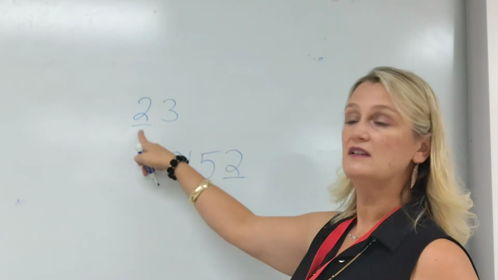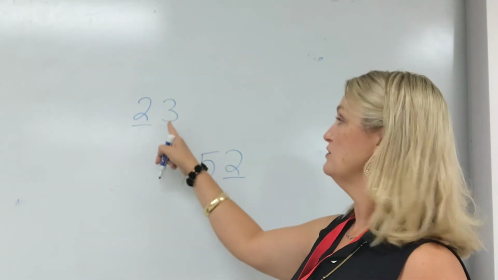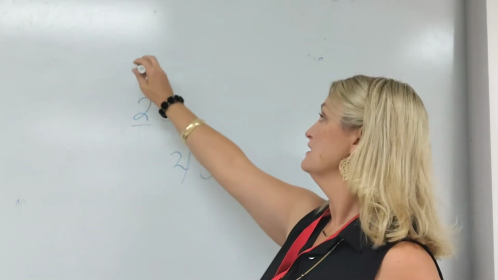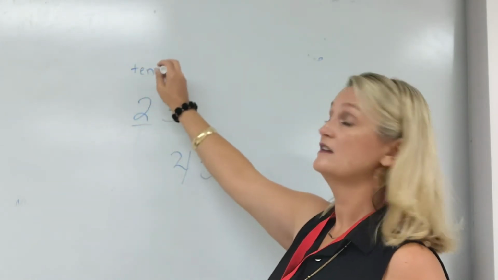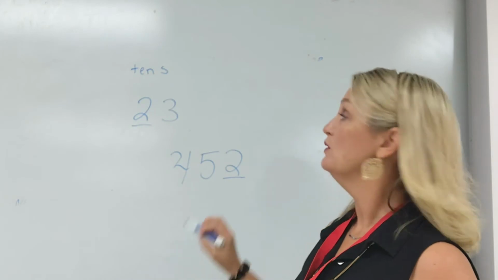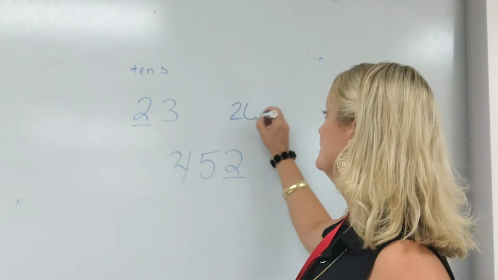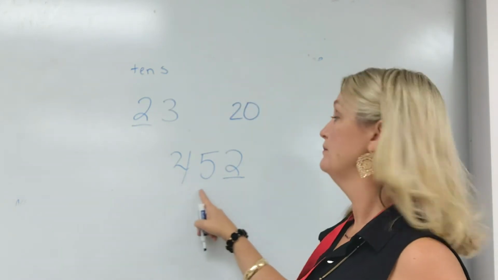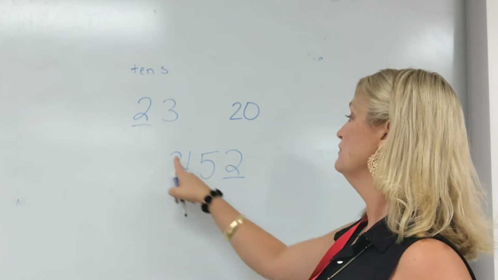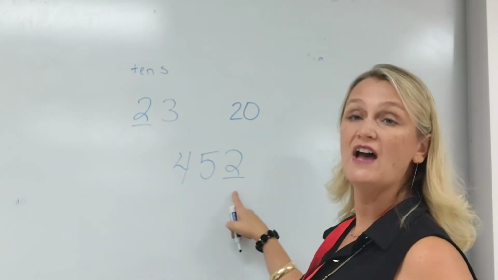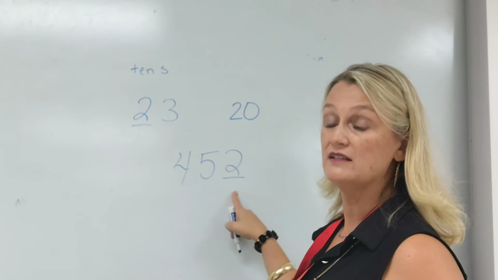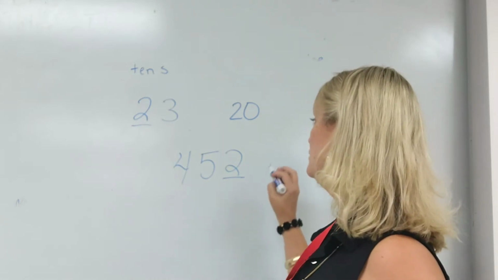This 2, if you remember your place values, you have 1s, 10s. This is in the 10s. So its value is 20. This one, 452, its value is in the 1, so its value is 2.